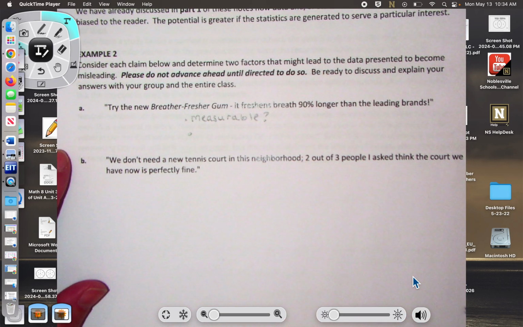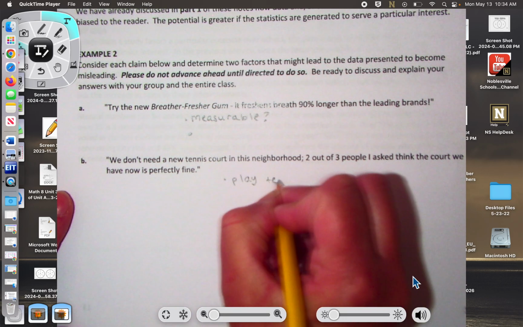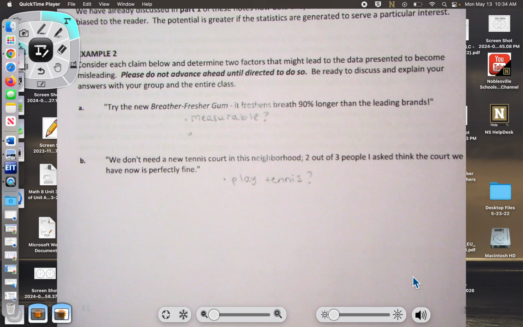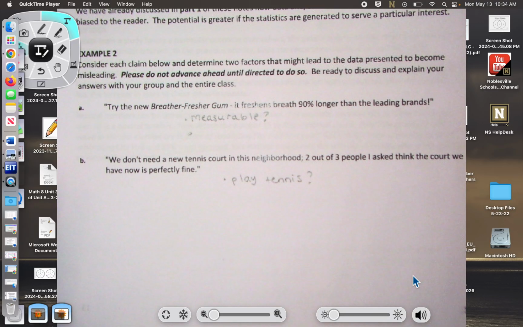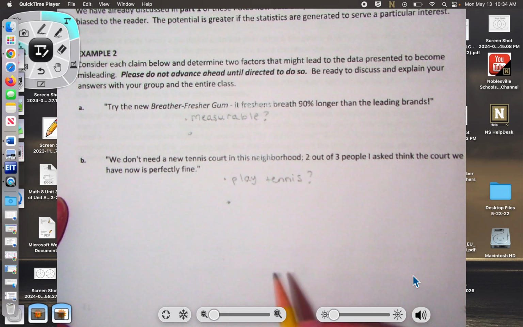We don't need new tennis courts in this neighborhood. 2 out of 3 people I asked think the court we have now is perfectly fine. Well, do these people play tennis? Where did they get that data? Did they just stop people randomly walking their dogs who maybe don't like to play tennis? So for them, that's not going to be something that's interesting. 2 out of 3 people think that the court we now have is perfectly fine. So do they play tennis? That's another factor.